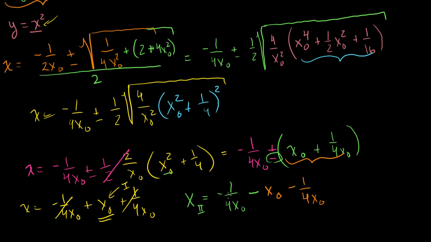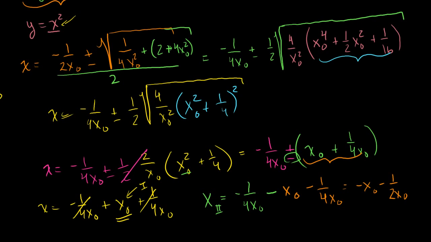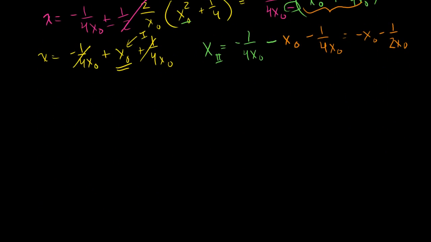Now what do we have? Let's see. We have a minus 1 over 4 x naught minus 1 over 4 x naught. So this is equal to minus x naught minus 1 over 2 x naught. If I take minus 1/4 minus 1/4, I get minus 1/2. And so my second quadrant intersection, all this work I did got me this result. I hope I don't run out of space. My second quadrant intersection of the normal line and the parabola is minus x naught minus 1 over 2 x naught.